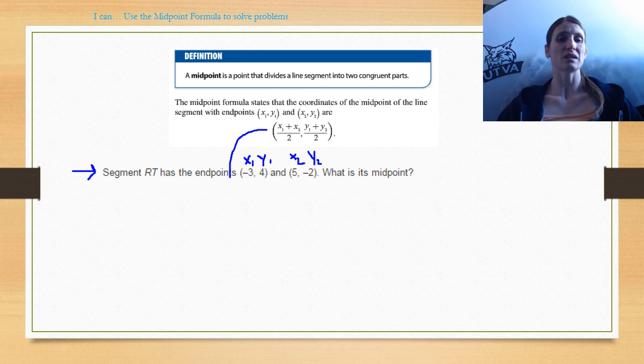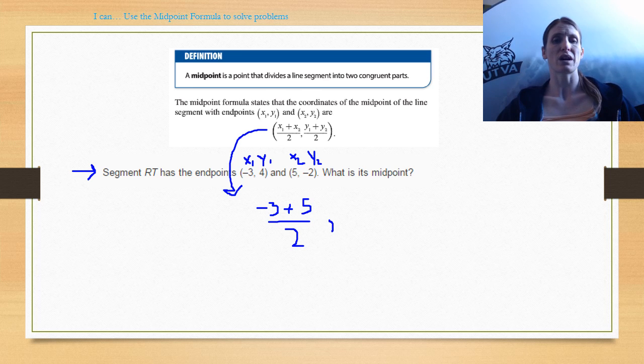So I'm going to plug into this formula. I'm going to start with my x1, and I'm going to do -3 plus my x2, which is 5. And then that whole thing is divided by 2. I'm going to do the same thing for my y's. So I have 4, because I started with the first point, plus a -2, and the whole thing divided by 2.